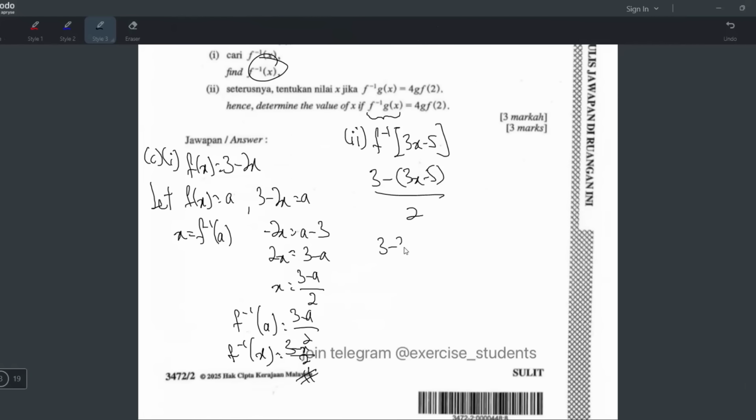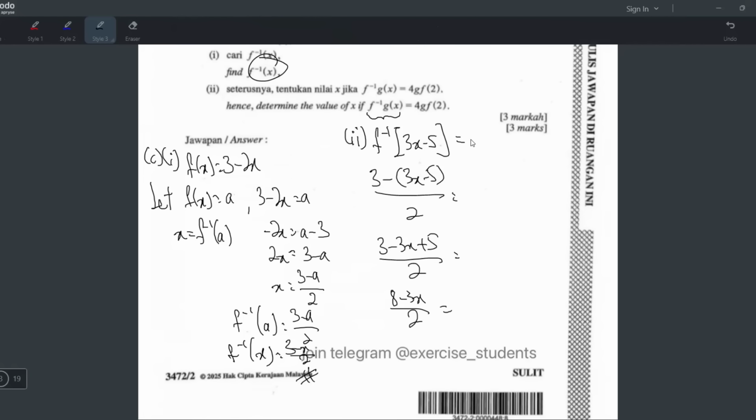Now continue, 3 minus 3x plus 5 over 2. Because when you minus a bracket with 2 terms, the 2 terms inside have to change sign, right? Okay, now you end up with 8 minus 3x over 2. That's the left hand side, but there's the right hand side.